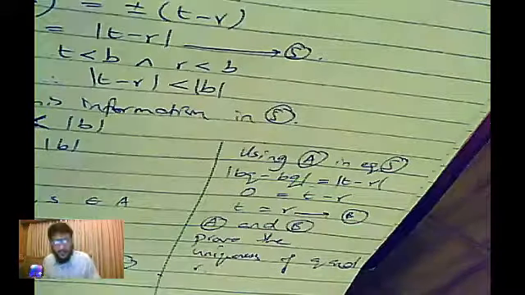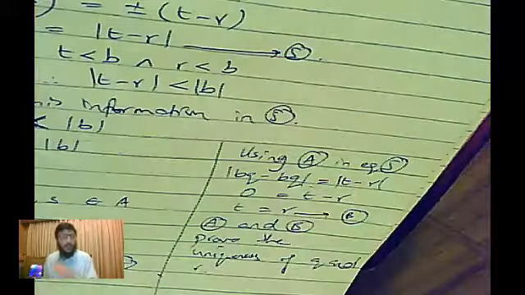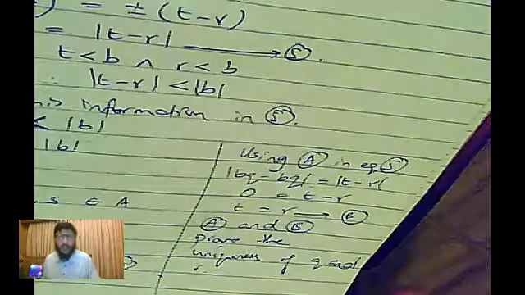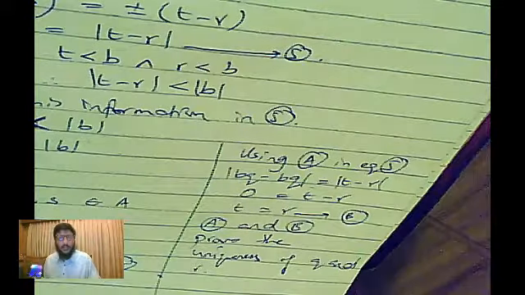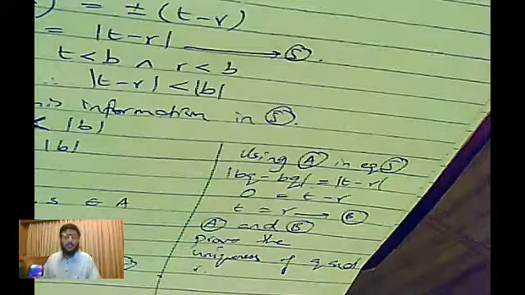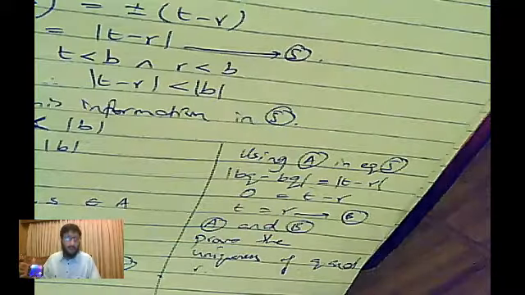Hence, we have proven that A equals B times Q plus R, where all of these four numbers belong to the integers, and Q and R are unique integers. There can be no other numbers except what Q and R are.